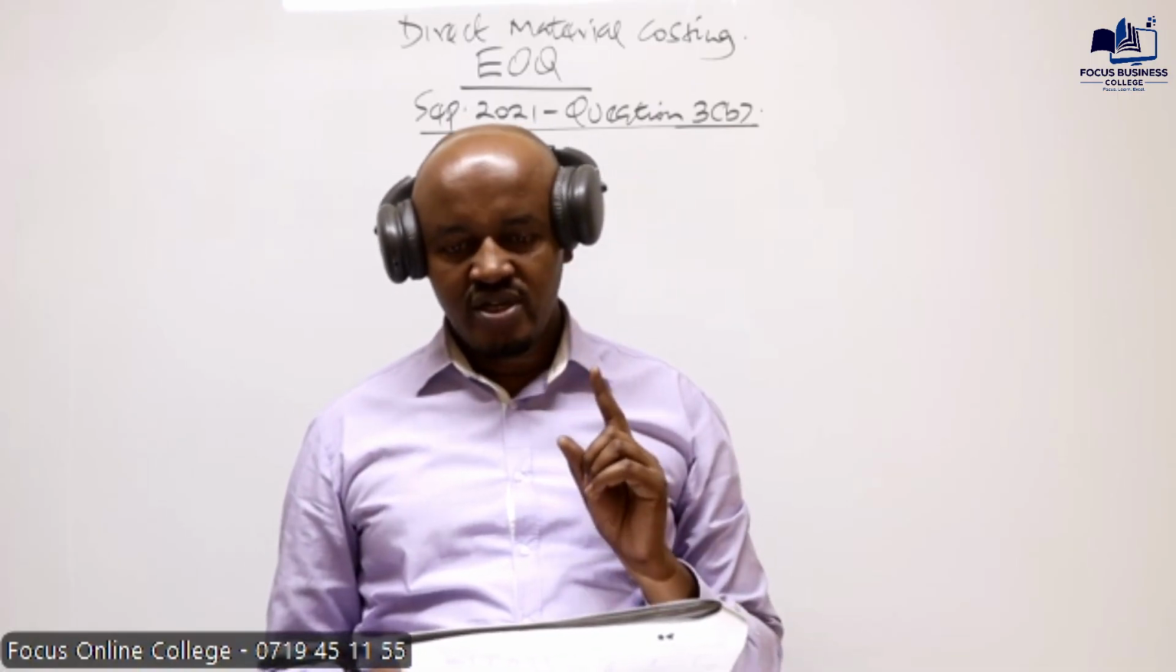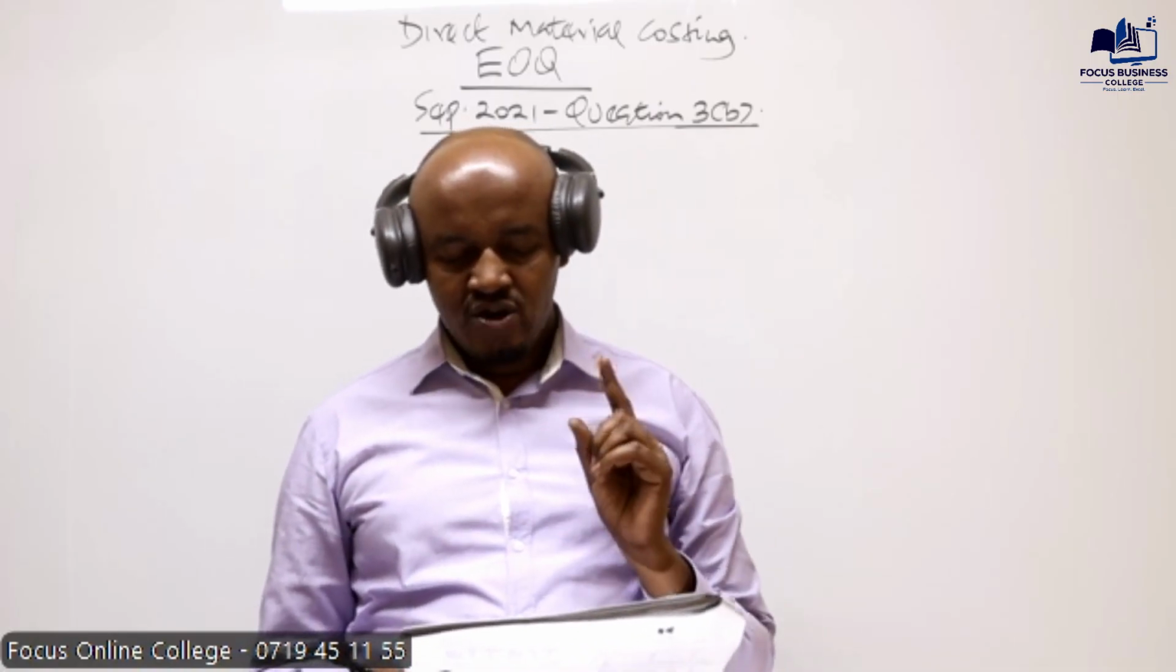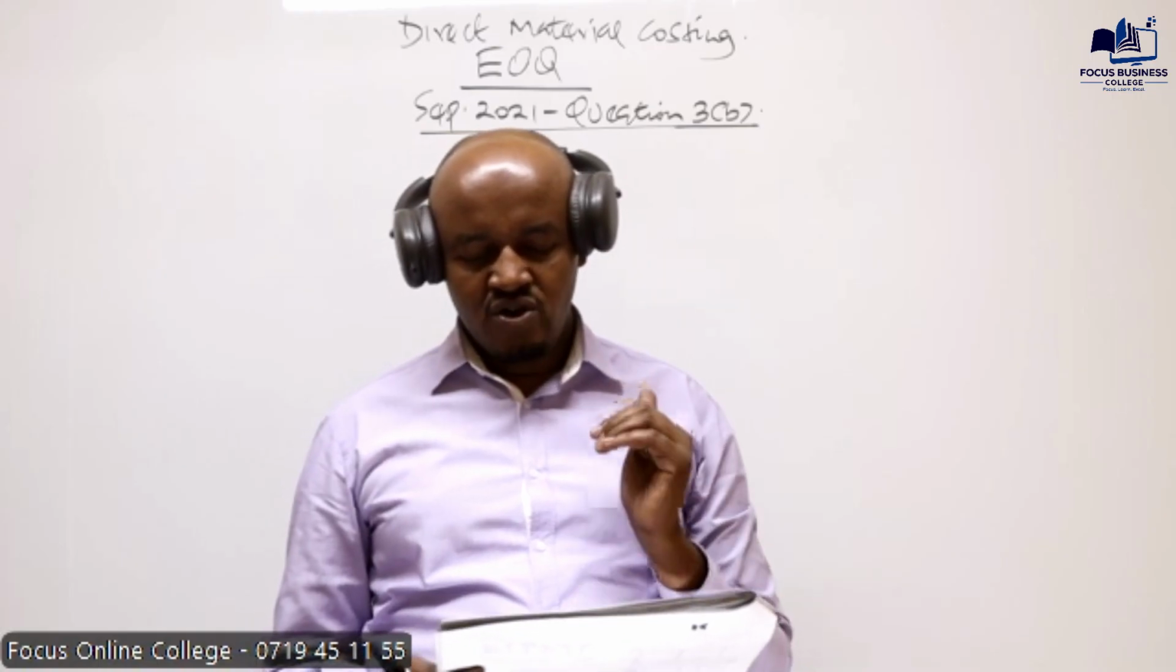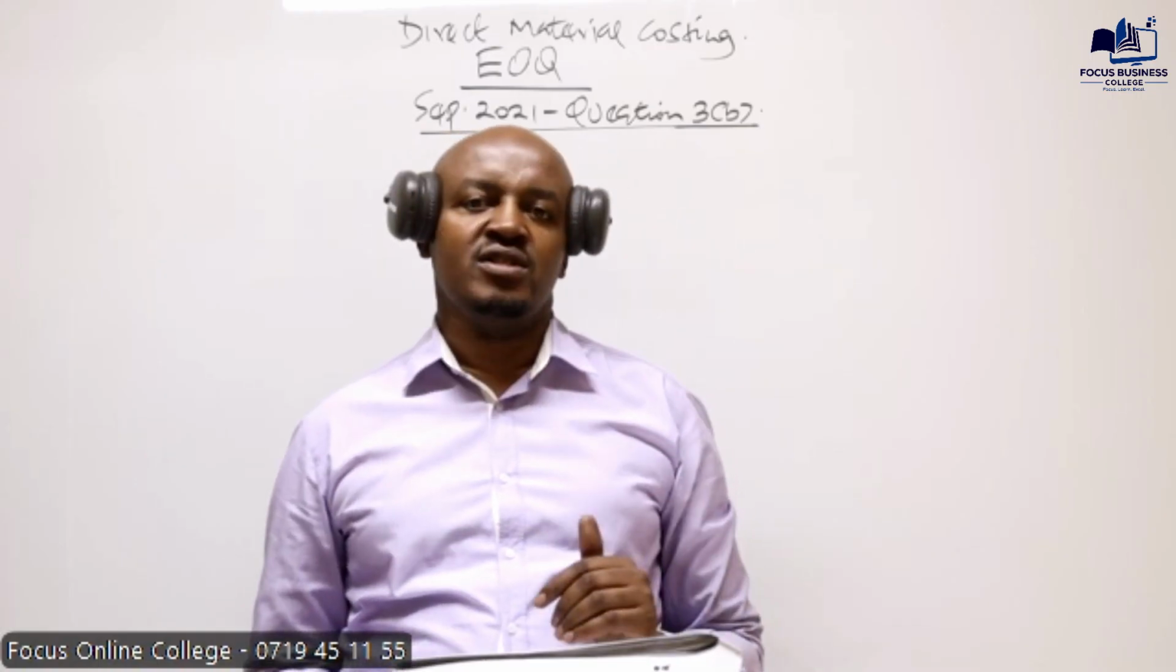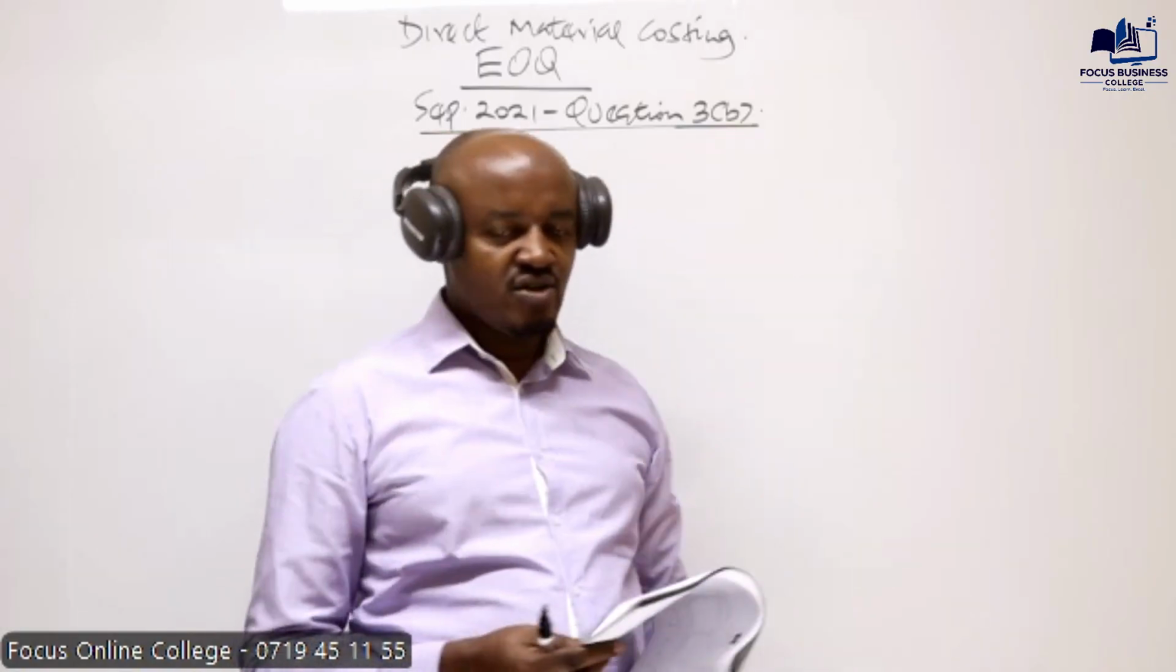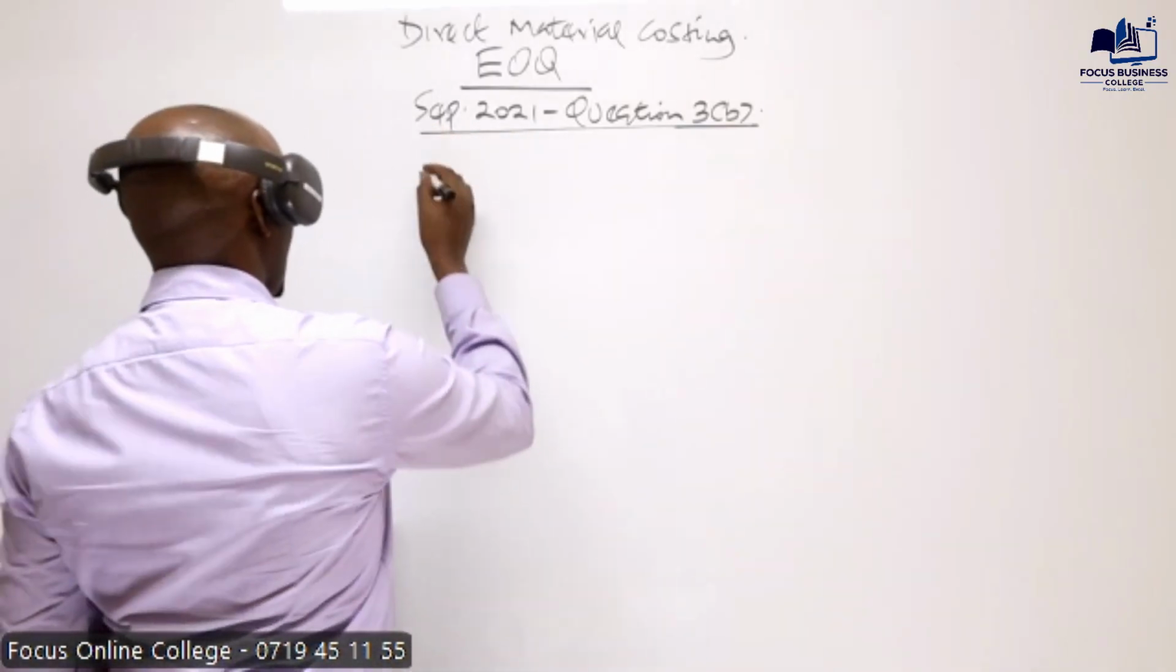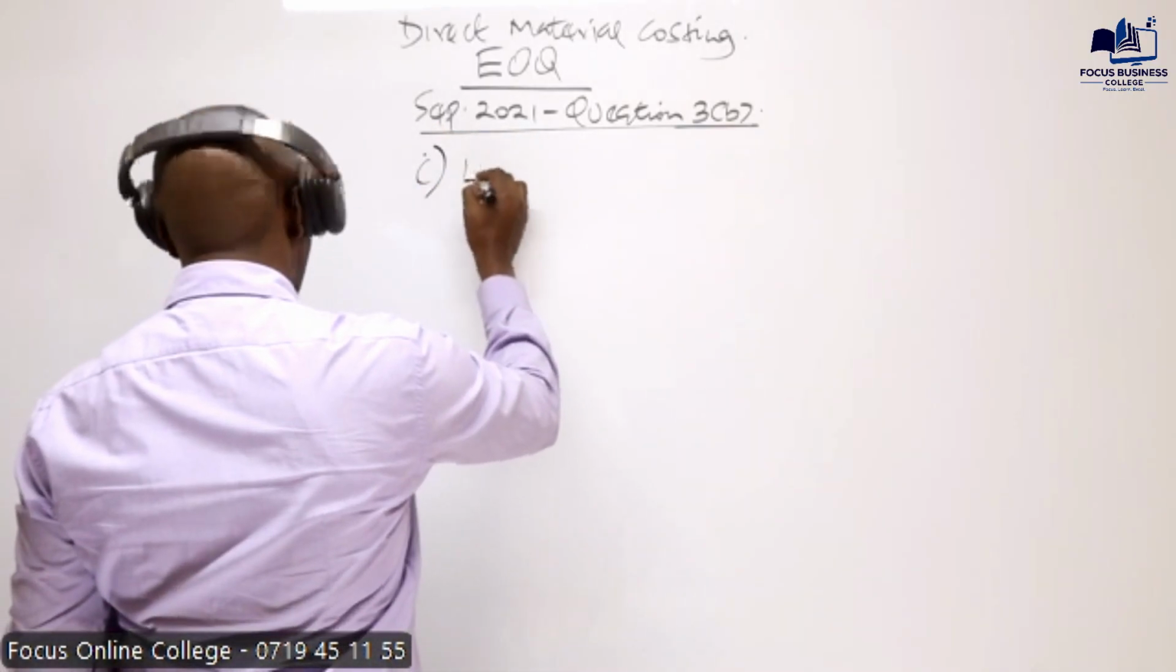One, we compute the EOQ of material Y. Roman 2, we advise the management of this company on whether to accept or decline the discount. We start with Roman 1. Roman 1 is quite simple. That's why you can see only 2 marks are given.